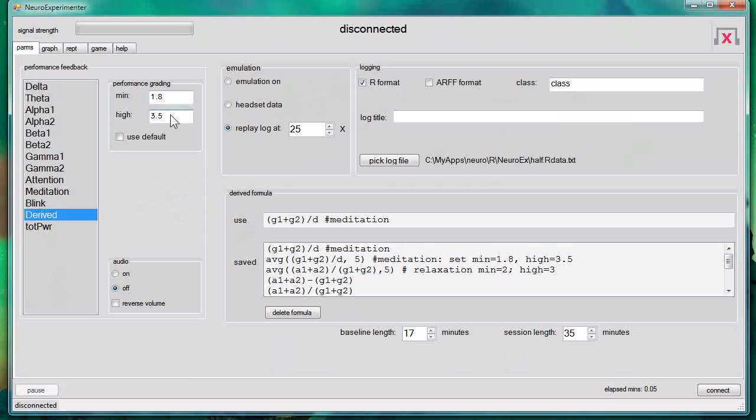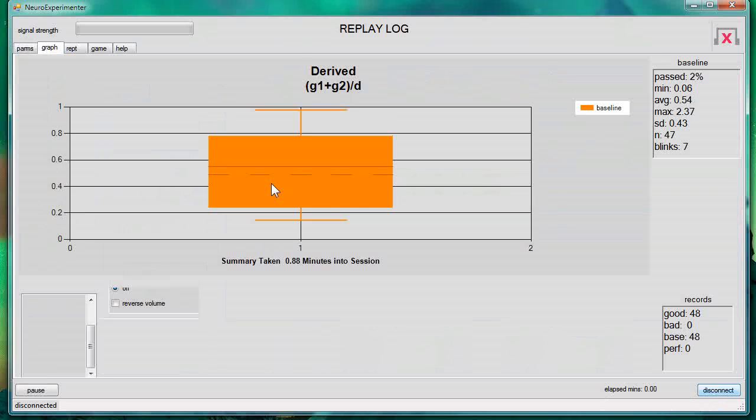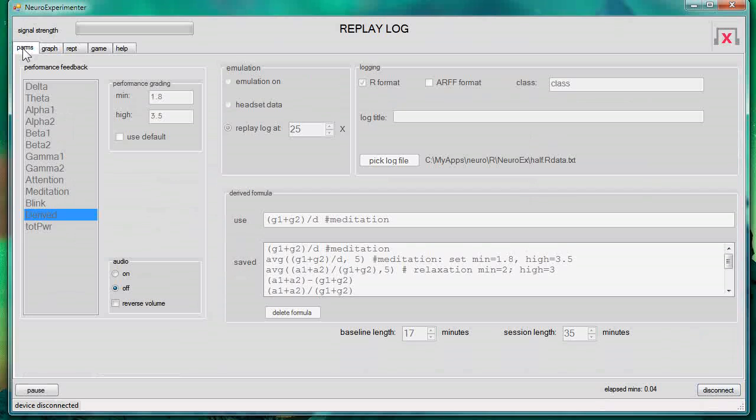What this controls is the volume of the tone that's produced during feedback and its frequency. As you approach this high value for the output of the formula, the tone will get louder and will increase in frequency. Let's push our log through again at a high speed using this cutoff to see what we get. And again, I'll go here.